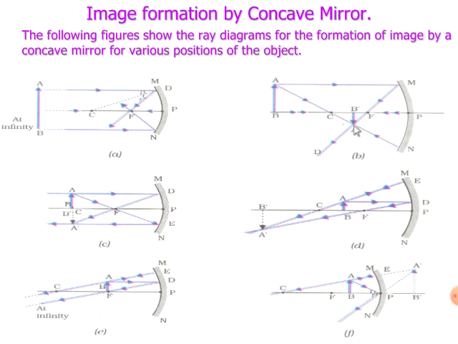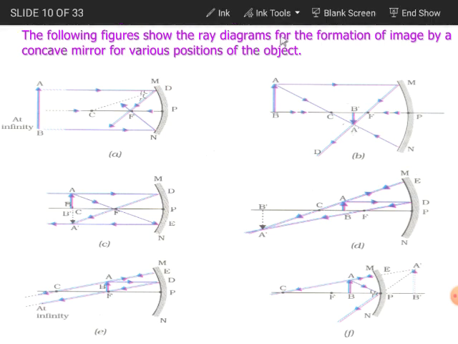These two reflected rays intersect or meet here, so the position of the image for this point will be here. Now, if you take another point somewhere here, similar to that, a light ray incident parallel to the principal axis, after incident onto the mirror, the reflected ray will pass through the focus like this.